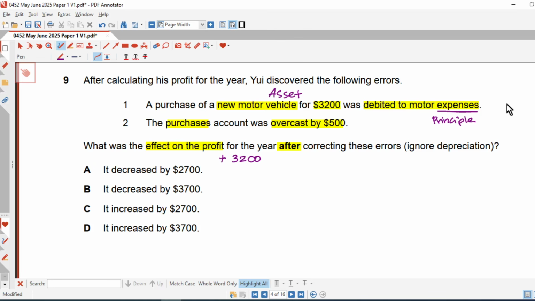The purchaser's account was overcast by 500, so your cost was too high. When you correct this, we need to reduce the purchaser's account. So when you reduce the purchaser's account, your profit is going to go up. So in total, the profit would have increased by 3,700. That is the effect on profit.